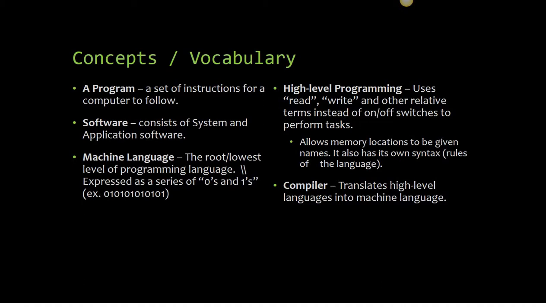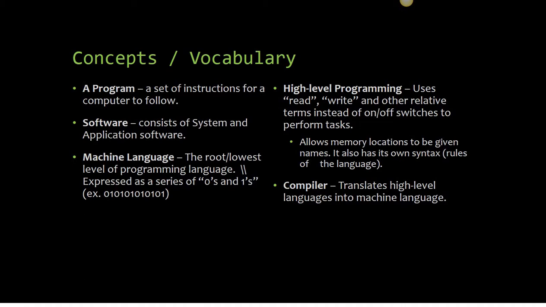So once we've written a program, it gets divided into either system or application. For this course, we'll be dealing with application software, and the type of programming that we will be doing is split into machine language and high-level programming language. Machine language is the root, the lowest level of a programming language. It's expressed as a series of zeros and ones, or binaries, or on and off switches. It's the natural language the computer speaks.